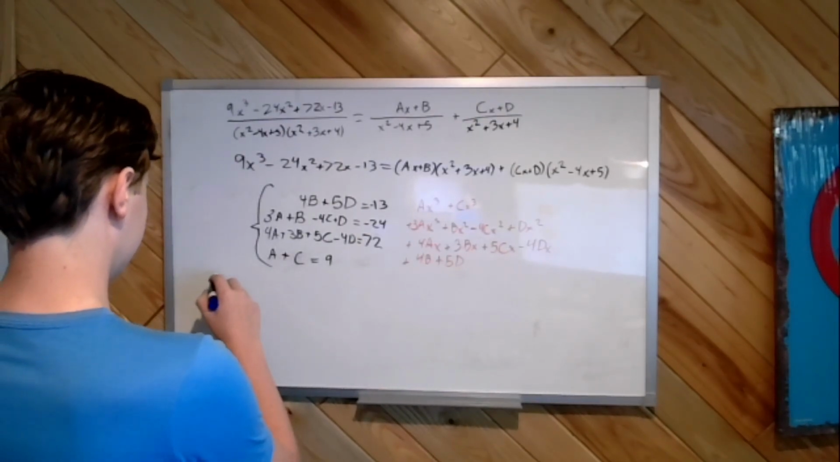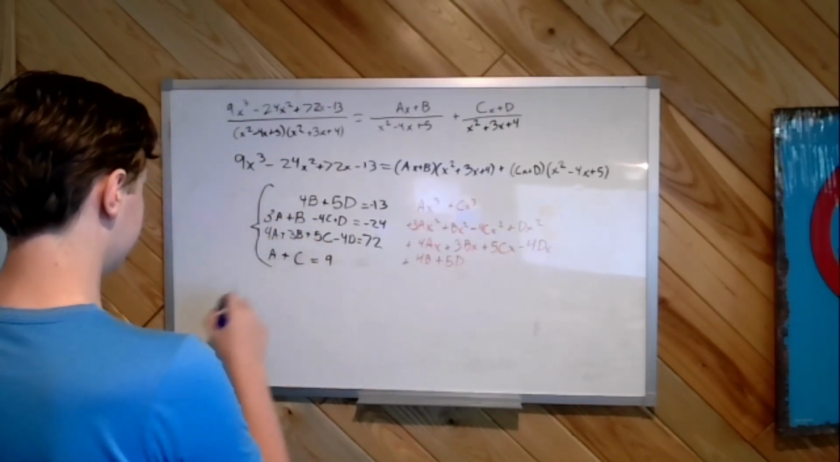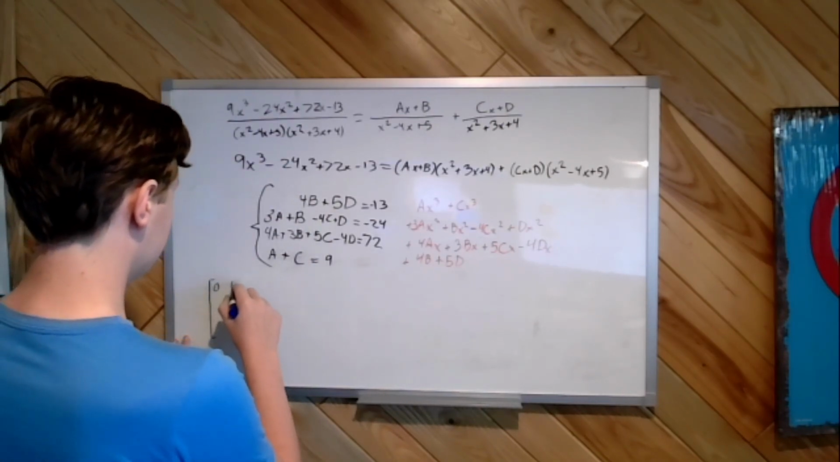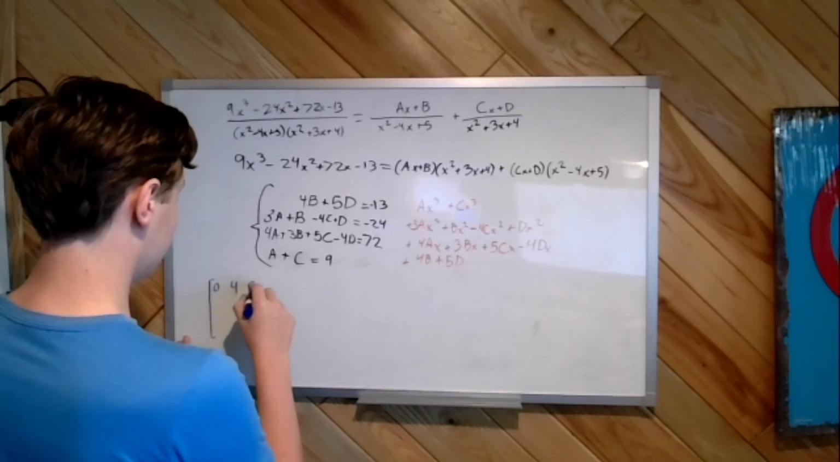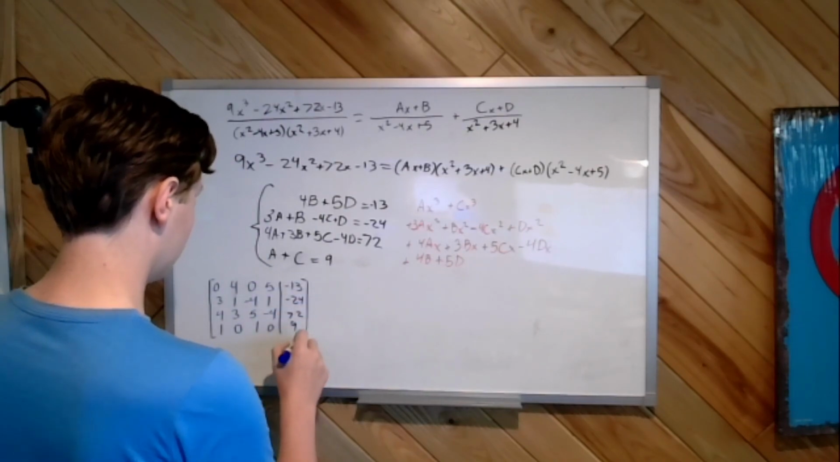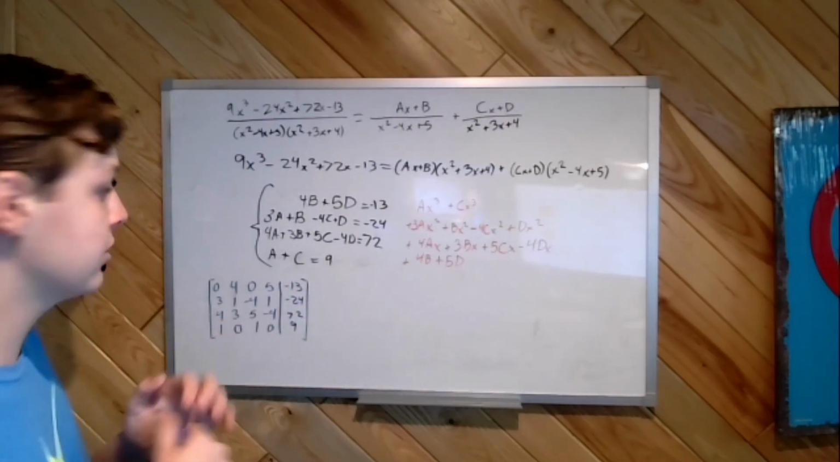So we have the first matrix, so A is equal to 0, 0. B is 4. 5, 0, 5. Alright, so now we set up our matrix.